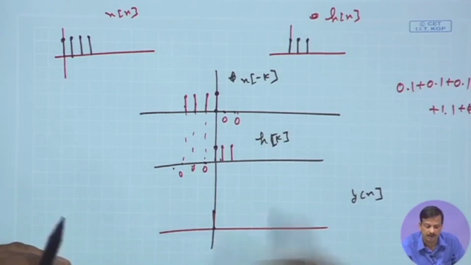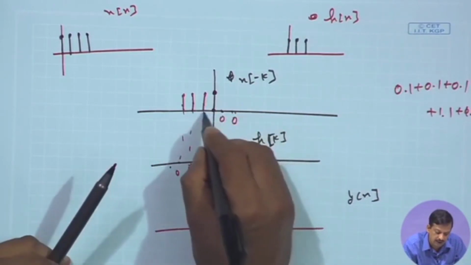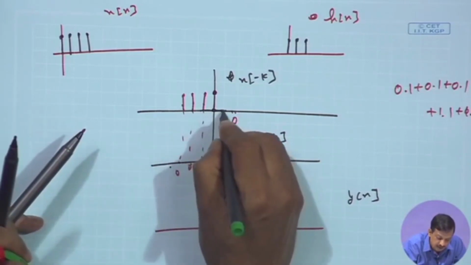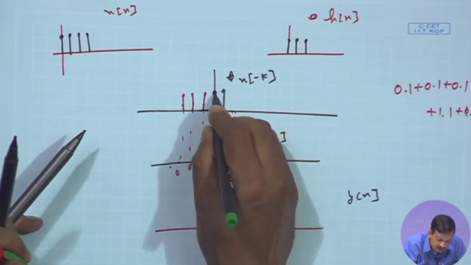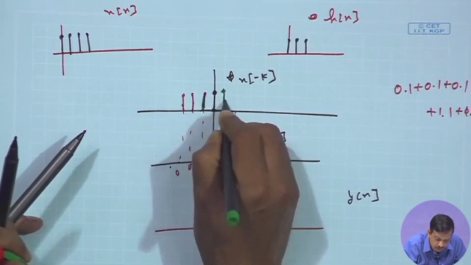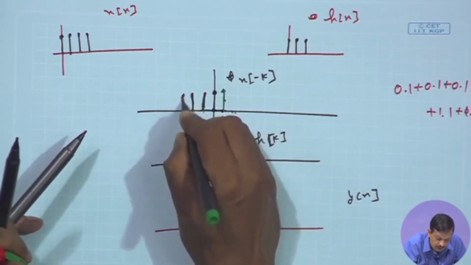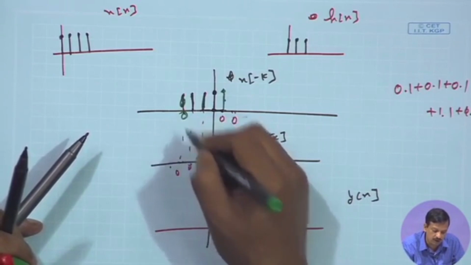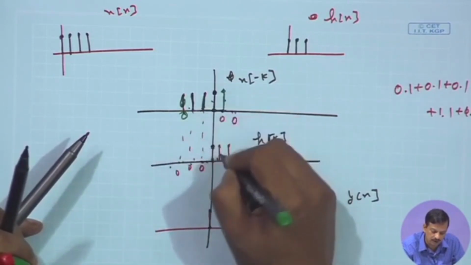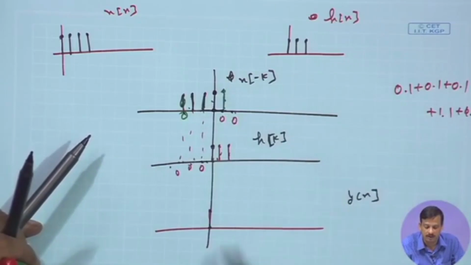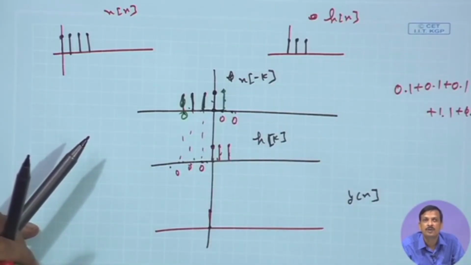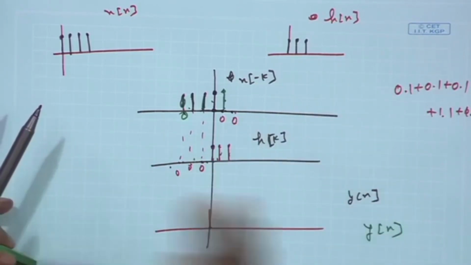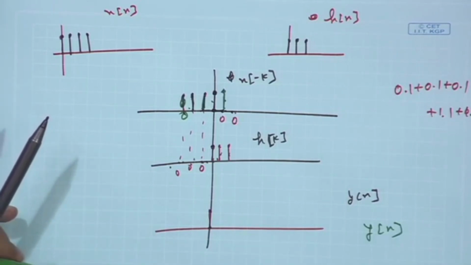To get the second y[n], instead of doing it here, I shift this signal by one sample. So, this will be the first sample, the second sample, the third sample, 1, 2, 3, 4, and this sample again becomes 0. Now, I take the product of each pair and add together to get y[n]. That way I get the whole y[n]. So, that is why convolution is folding, shifting, product and sum.